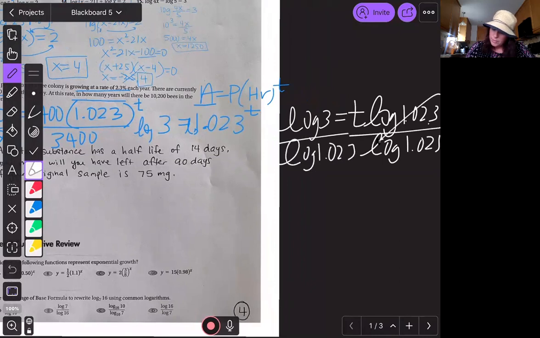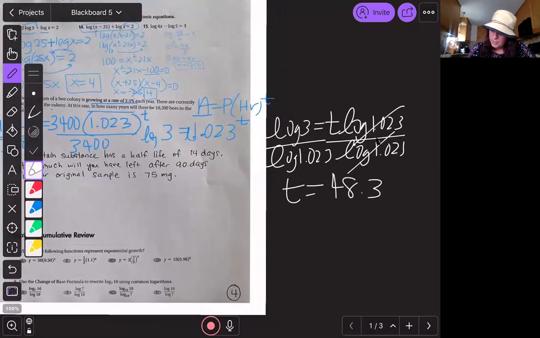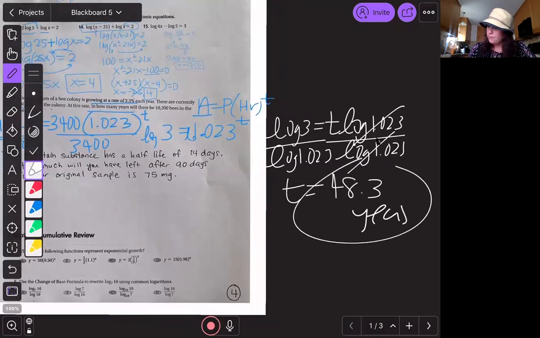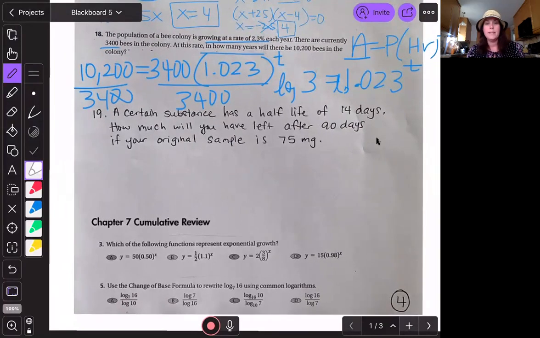1.023, those reduce, and t gives us, let's see, we're going to go log 3, close parentheses, and then divide by log 1.023. It's going to take 48.3 what? Population each year, so that would be in years, okay? 48.3 years, great.